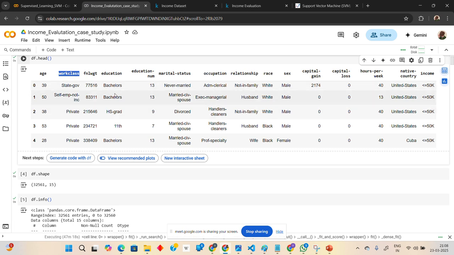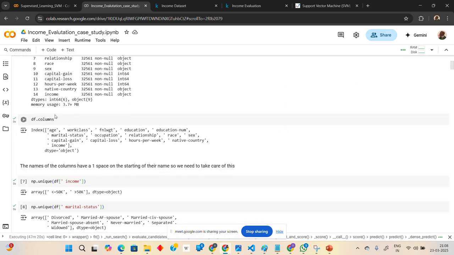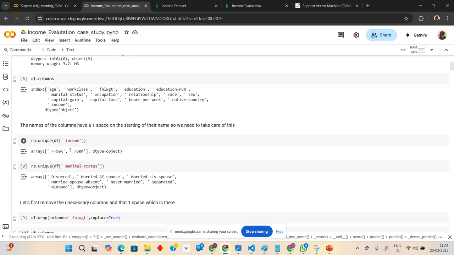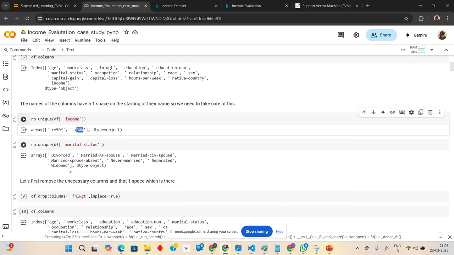also called categorical values. Let us see df.columns. These are the columns. In the first column, income, these are the two unique values. That means I am going to have two classes: less than or equal to 50k and greater than 50k. I have to label it, encode it with 0 and 1, and only then will I convert the categorical values to numericals, right?